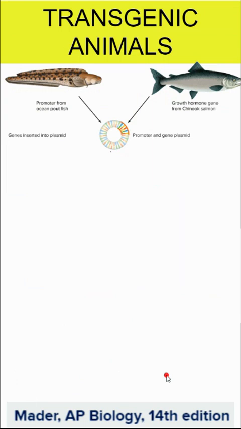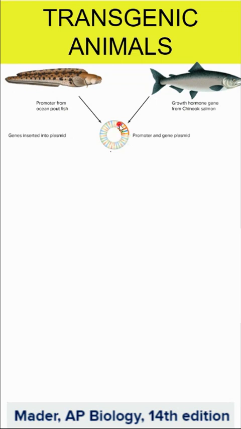Last example here, we can also do that with animals. So we end up with transgenic animals. We can take a plasmid, genetically modify it, so it has a growth hormone gene from this Chinook. But then the promoter, it can take from this other ocean pout fish, and ultimately this promoter is super active. So then if you put that promoter in front of this growth hormone, it's like it's going to always have that gas pedal stuck down in order to keep on producing growth hormone.